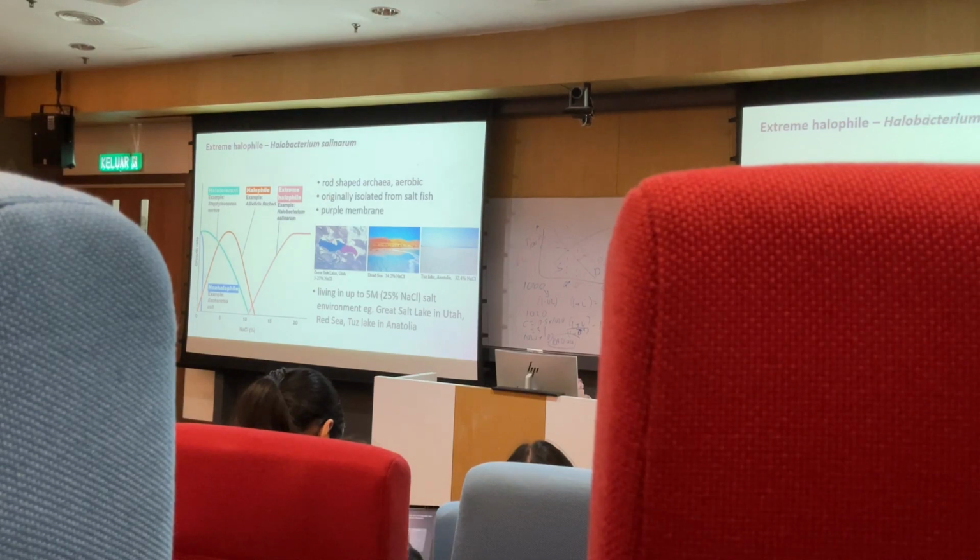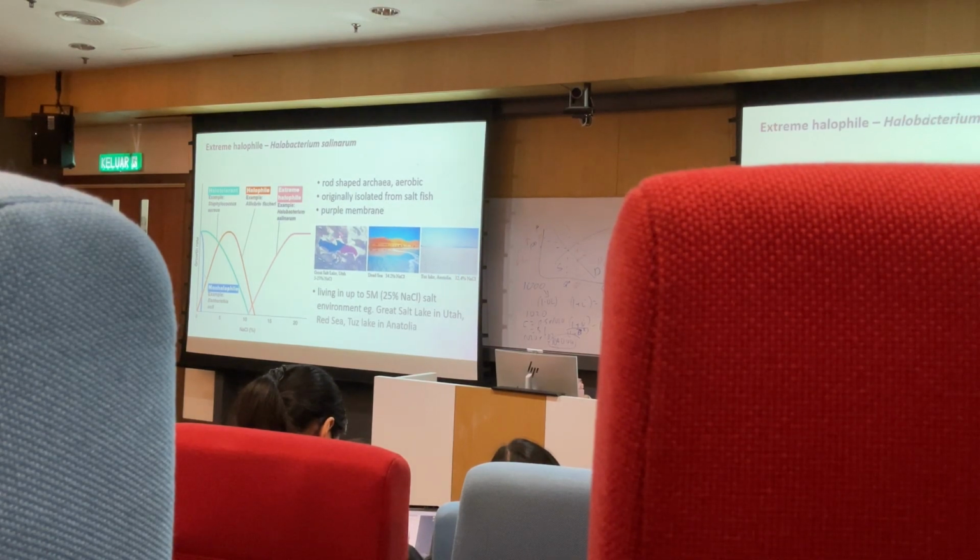Their origins, I think, in 1970, around there. It was first discovered when they found them in salted fish. Actually, it's not found in nature, but in salted fish. And then later on, they found this Halobacterium salinarum in Great Salt Lake in the United States, where you have very high salt, up to 25% of salt. Dead Sea, and also in Tuz Lake, Anatolia in Turkey. So those are the lakes which contain a very high percentage of salt.